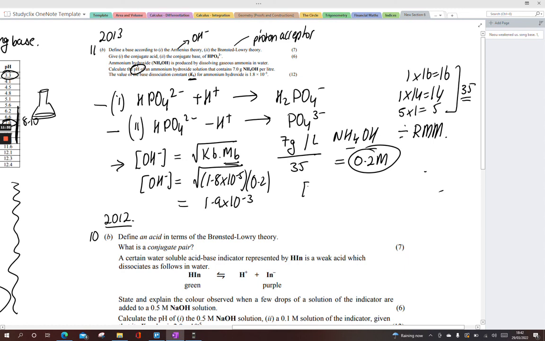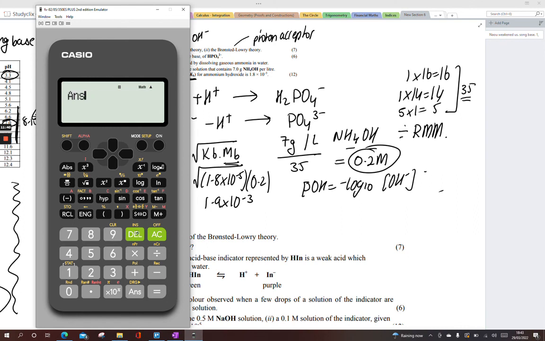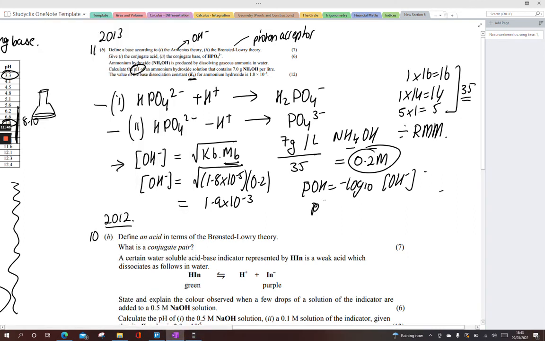Now, pOH is minus log to the base 10 of that. Back on track now. 2.72. And then to work out my pH, it has to be above 7. It's 14 minus that. Which gives you what? It's taking me too long. 11.28. That's it. I'm going to stop it here now. Get something to eat.